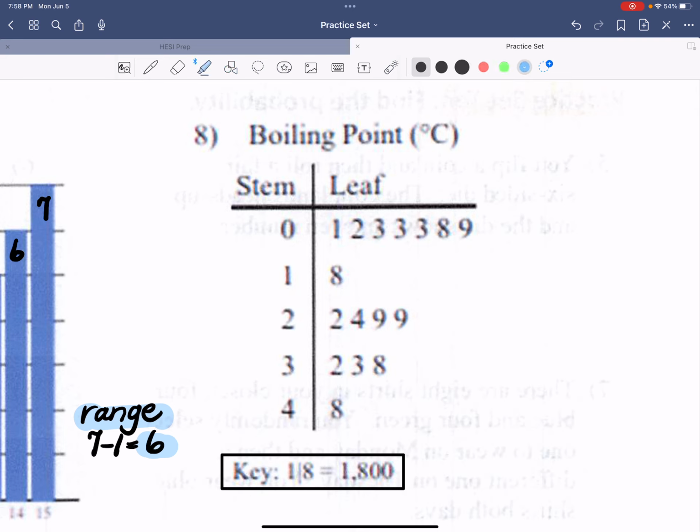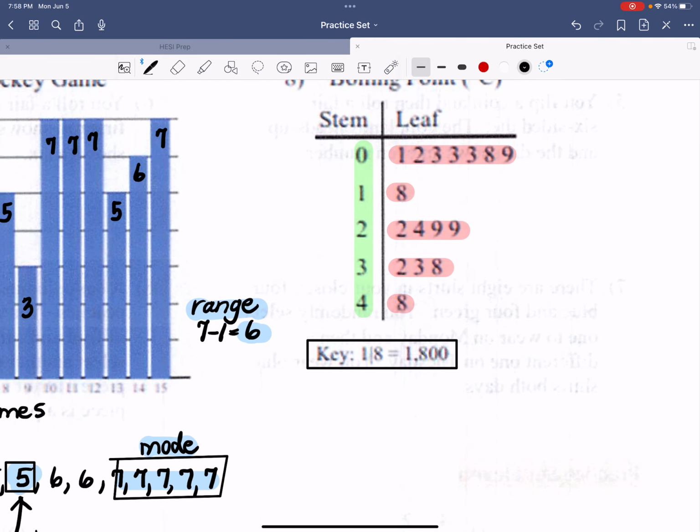This column, let me change colors here, represents the tens. And then this column represents the ones. So let me start listing these substances, and I think you'll get the hang of it. The first one is 0,1. Leave some space. Then 0,2. Then 0,3. And there are 3 of those.